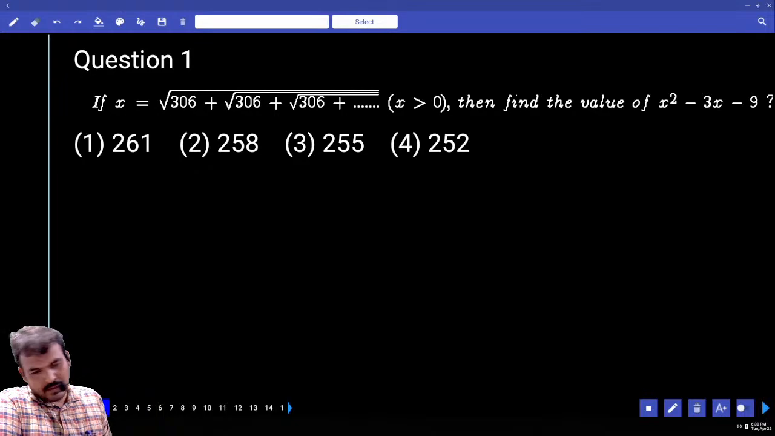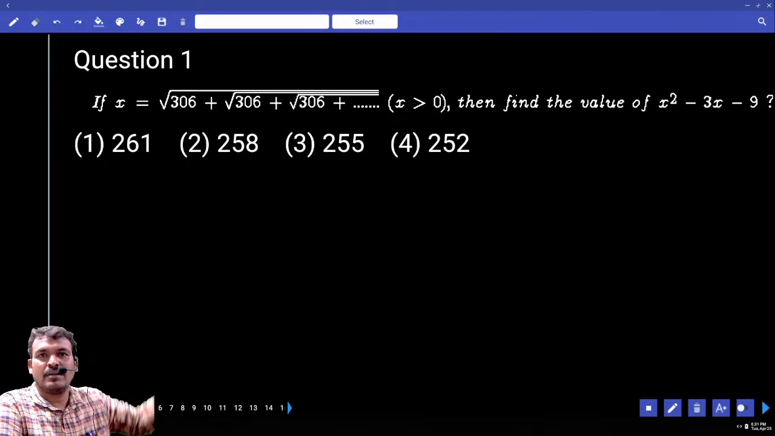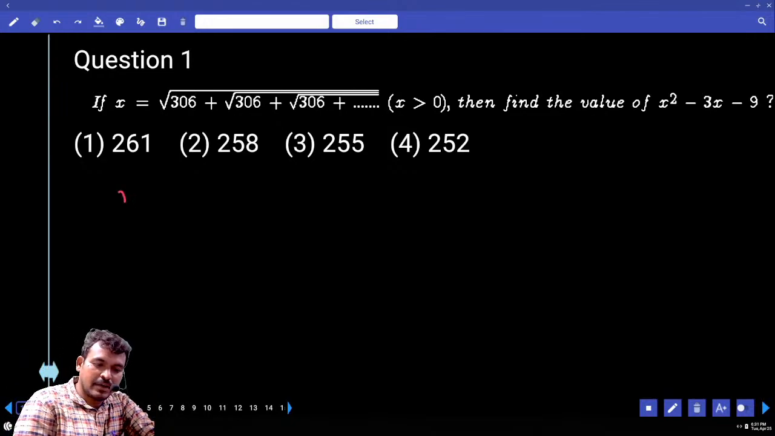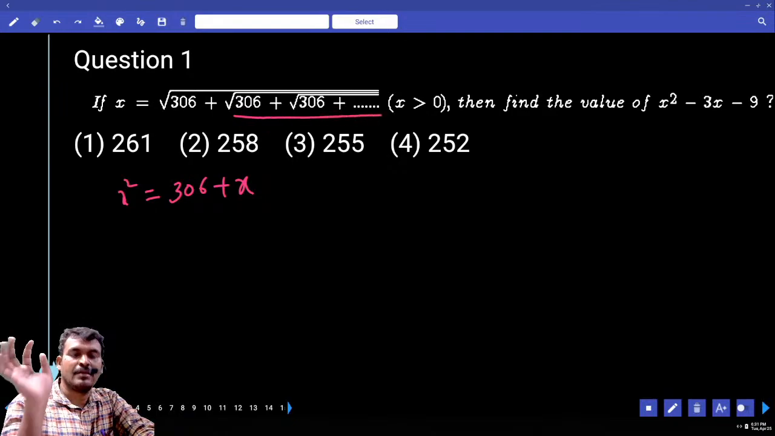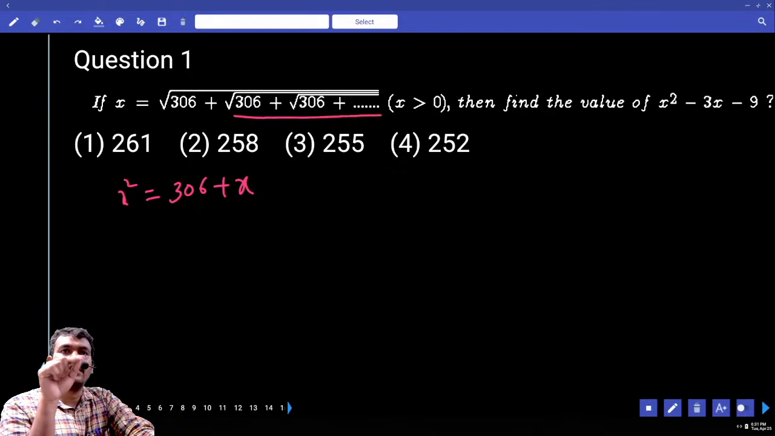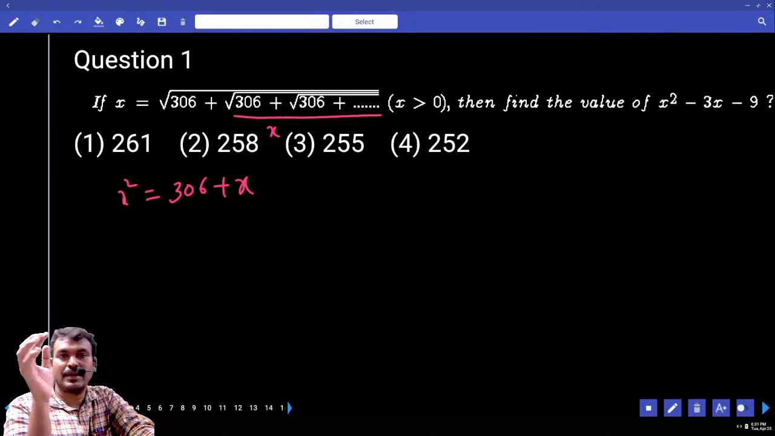Question number 1. X is greater than 0, but we required x square minus 3x minus 9. Squaring on both sides, we are getting x square equal to 306 plus x, because in place of this one, we write again x value: square root of 306 plus square root of 306 plus, and so on. This one we consider as x. Then x square equal to 306 plus x.